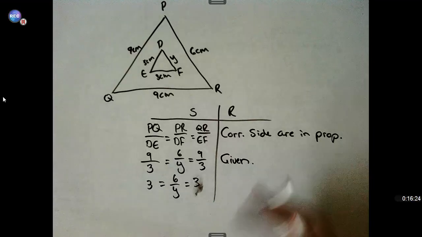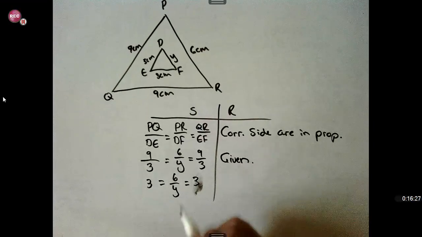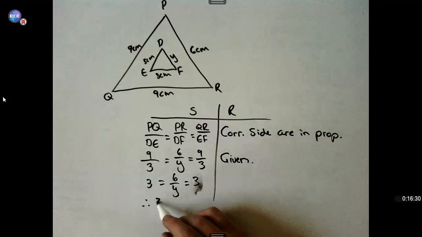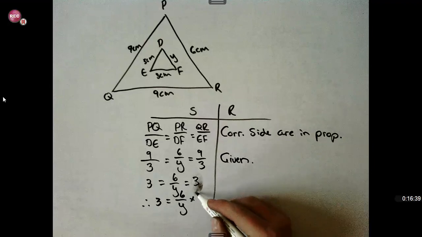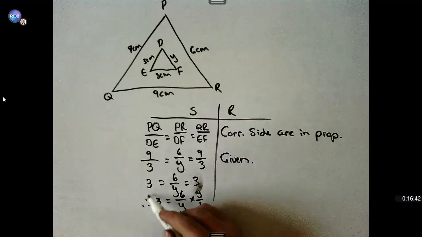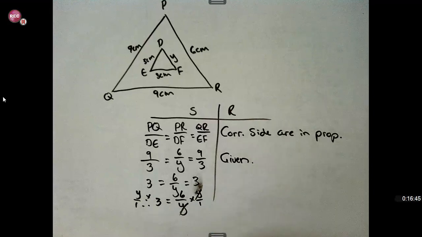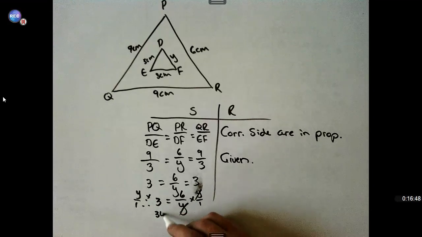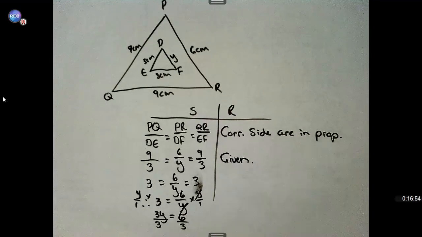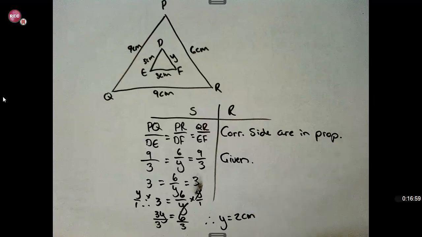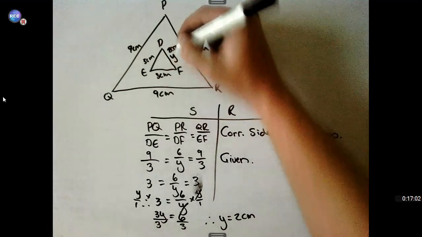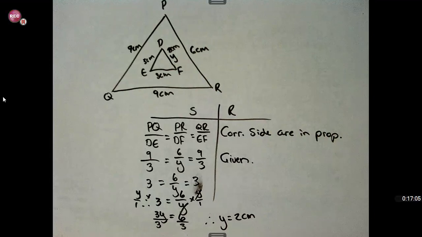Now from here we need to calculate the value for Y. I can work with one of them. So 3 is equal to 6 over Y. We need to get rid of Y, so you multiply both sides by Y over 1. They cancel out on this side. Y times 3 gives me 3Y equal to 6. Divide both sides by 3 to get rid of the coefficient. Therefore, Y is equal to 2 centimeters. And there you've solved the question fully.